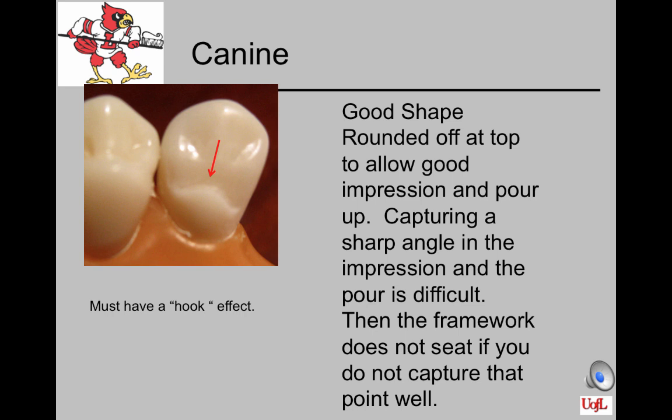When you take an impression of something that's really pointed up there, you probably won't have trouble in the impression taking. But when you go to pour it up, there is a tendency not to capture that little pointed area. And what happens is then you have a cast that has a rounded off border, and then the framework is made on it. And then you go to the patient's mouth, and if you have prepared a pointed area there and didn't capture it, your framework will not seat. So take this into account.